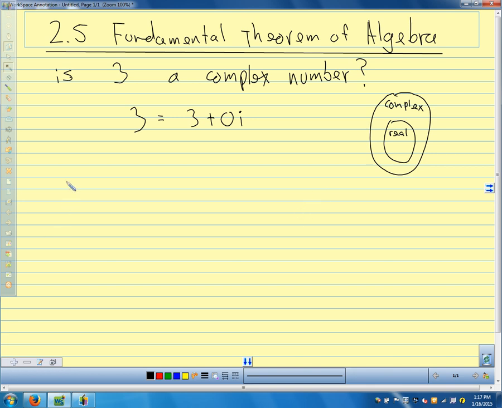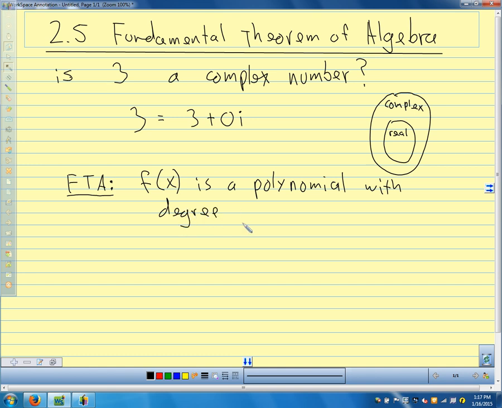So the fundamental theorem of algebra, and I'm just going to write FTA instead of rewriting it. The fundamental theorem of algebra says that if we have a polynomial and our degree is n, so n is our highest exponent on our variable. And we want n greater than 0, because if n is 0, it's not a particularly interesting polynomial.